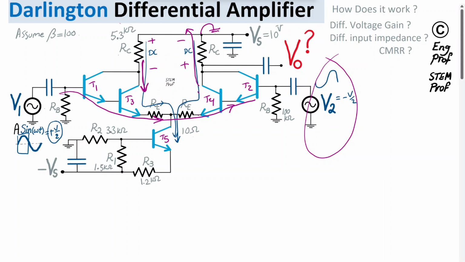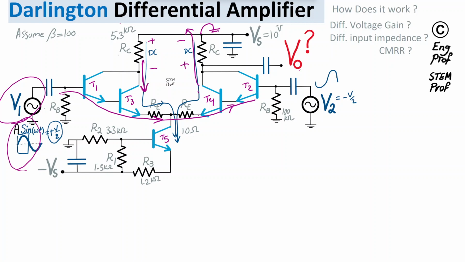Therefore, with respect to V1 minus V2, the voltage gain should be a positive value. So that's what we are going to find. I'm going to write it here. Let's say the differential voltage gain, so it's V out over delta V, which is V out over V1 minus V2. It's what we refer to as AD, the differential voltage gain of this circuit.